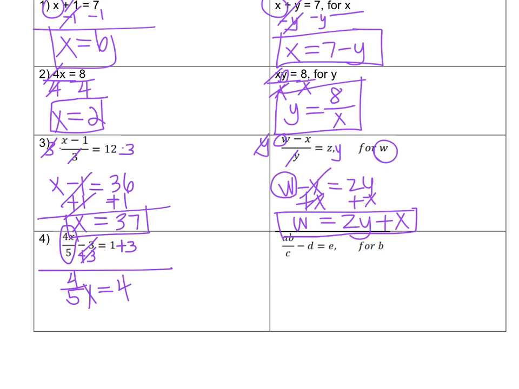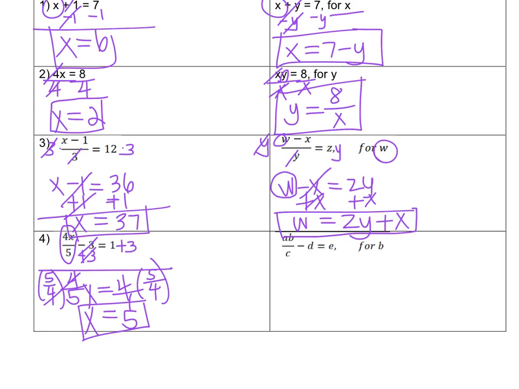Then I'm going to multiply each side by the reciprocal in order to get rid of this 4/5. So I'd multiply each side by 5 over 4. Well, 5/4 times 4/5 is just 1, leaving me with 1x equals 4 times 5/4, which would be 4 times 5, which is 20, and then 20 divided by 4, which would be 5. So I'd get x equals 5.